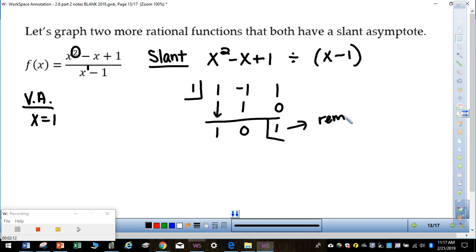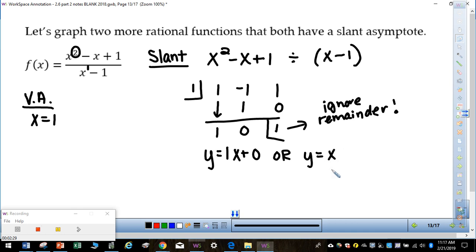Remember before we said we can ignore the remainder. Now, our answer represents a polynomial 1 degree less than what we started with. So this is y equals 1x plus 0, which is really just the same thing as y equals x. So that is our slant asymptote equation.